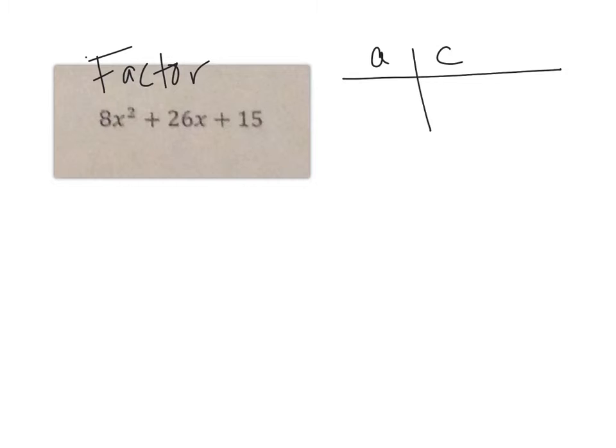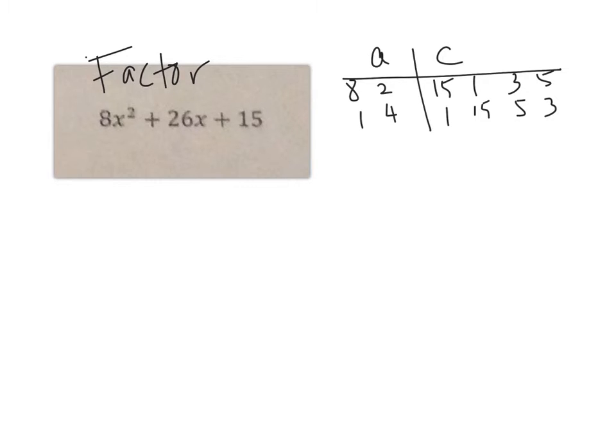My a could be 8 times 1, or it could be 2 times 4. And I don't have to flip those because I'm only going to flip the c's. My c could be 15 times 1, or 1 times 15. 2 doesn't go in, but 3 does. 3 times 5, or 5 times 3, and those are all the factors of 15. Now I'm going to do the crisscross to check whether anything matches.